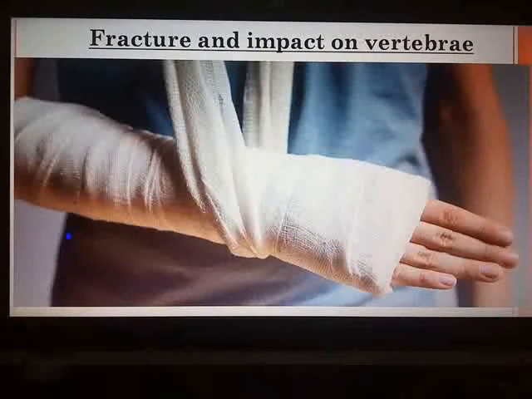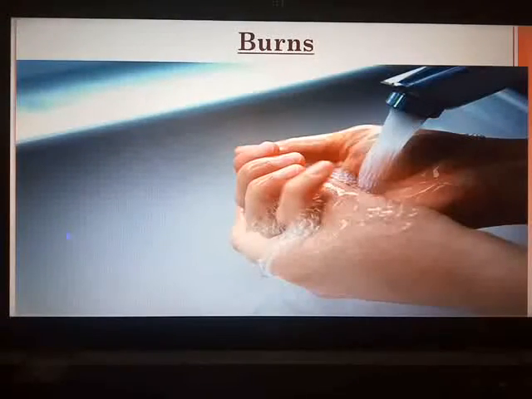If there is an impact on the back, the vertebral column, then the patient should be kept immobile on a firm stretcher. Now, stretchers like you see in hospitals you will not get. For stretchers, if you see any cotton bed sheets lying around, you can make use of them as stretchers.